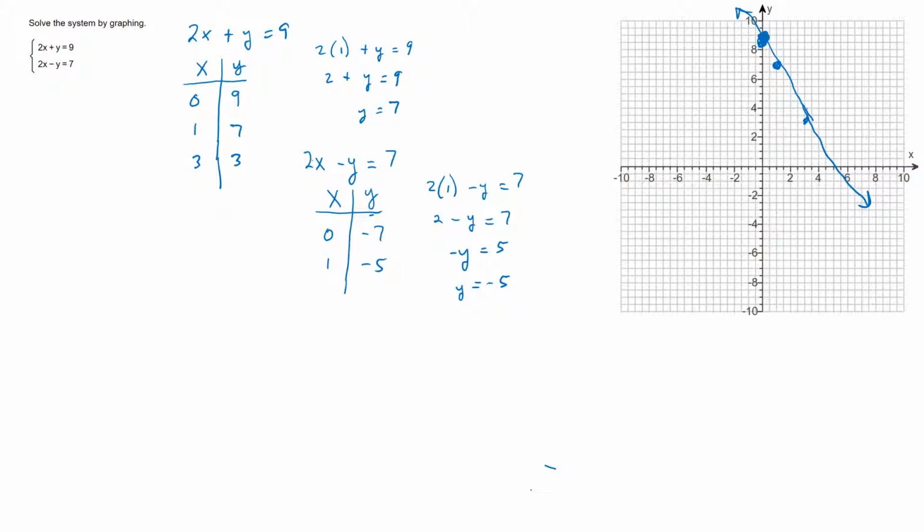And so now I'll graph that line using a different color. 0, negative 7 is about right there. And 1, negative 5 is about right here. And then I would draw a line through these points. Now, wherever these two lines intersect, that's the solution. So that's the solution right there, the ordered pair.